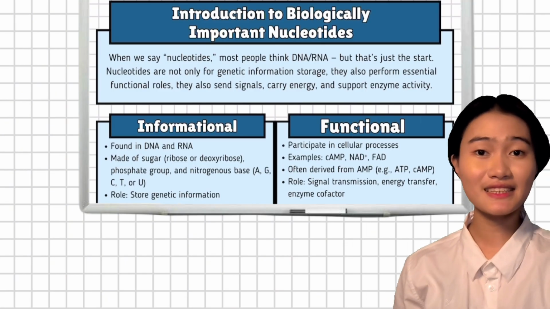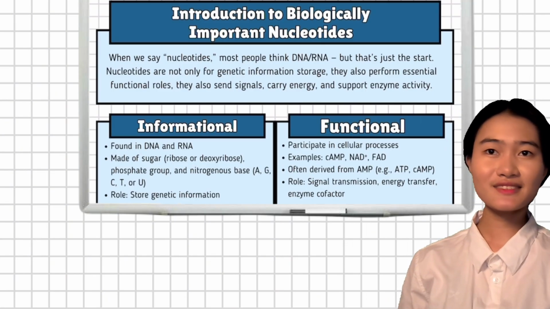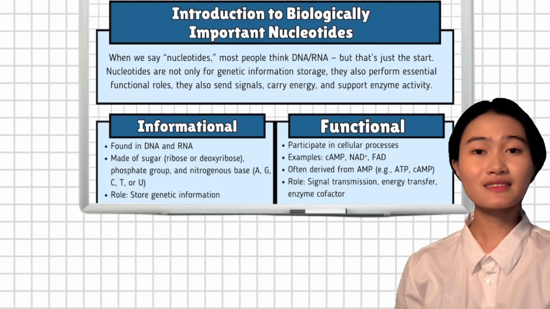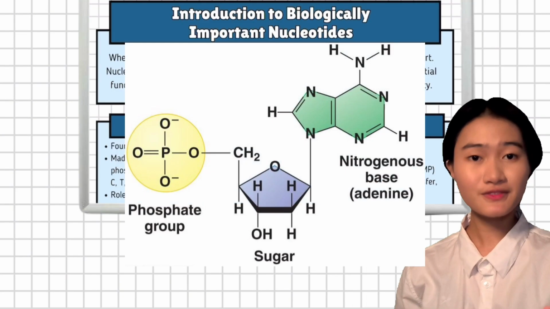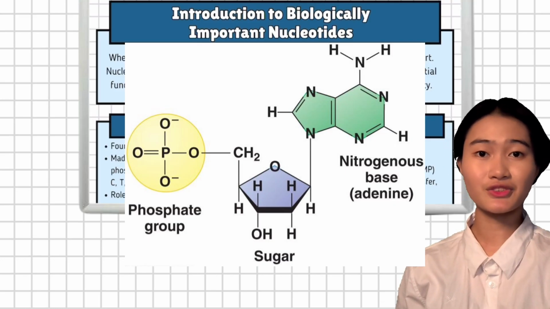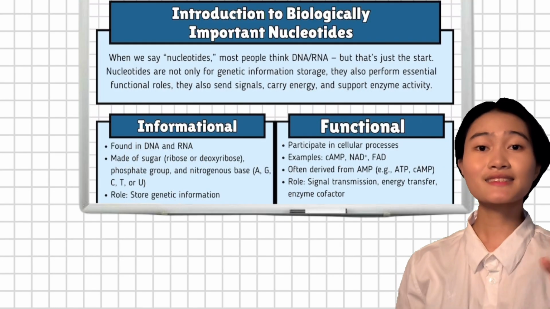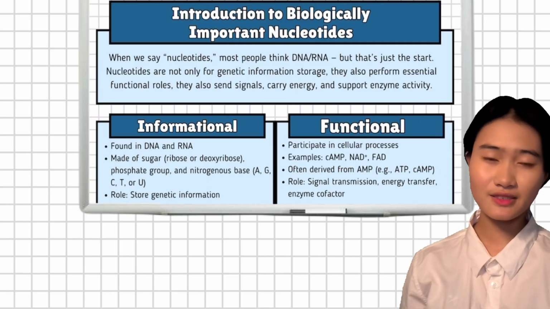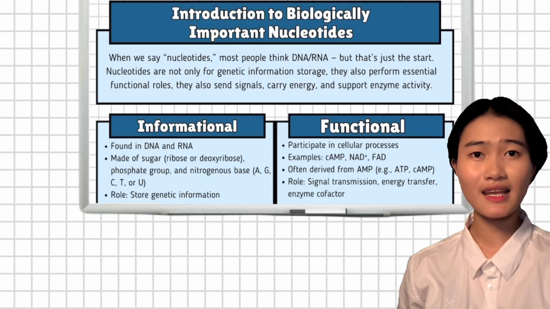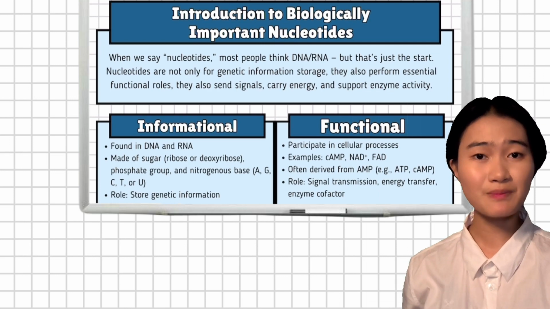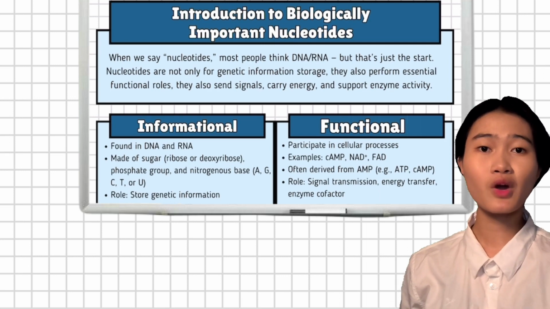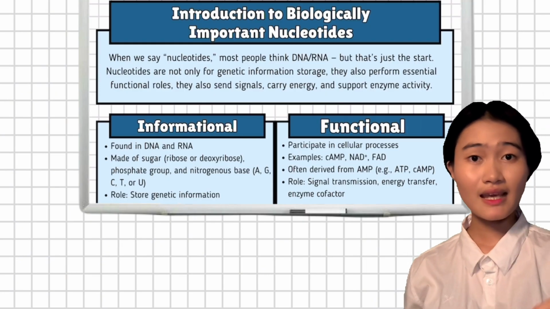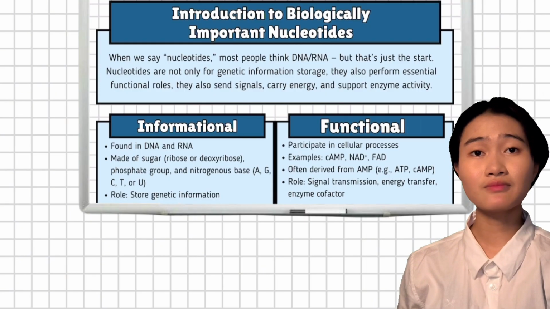Starting off with the informational nucleotide. These are the basic units that make up DNA and RNA, consisting of a sugar, a phosphate group, and a nitrogenous base. Second, the functional nucleotides. These nucleotides go beyond their structural role in DNA and RNA and participate in various cellular processes. There are cAMP, NAD, FAD.